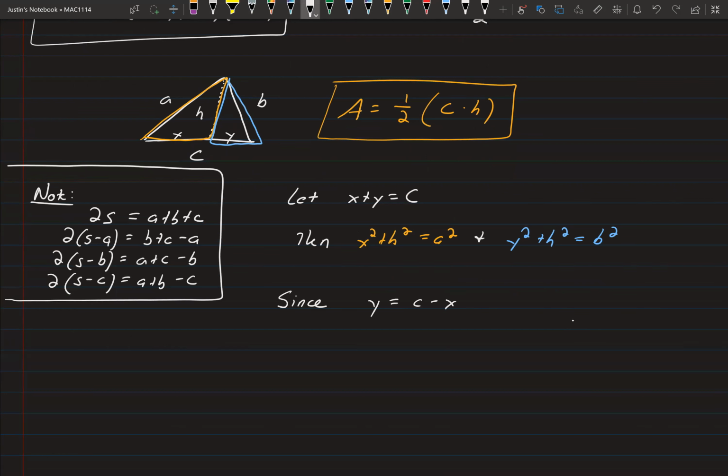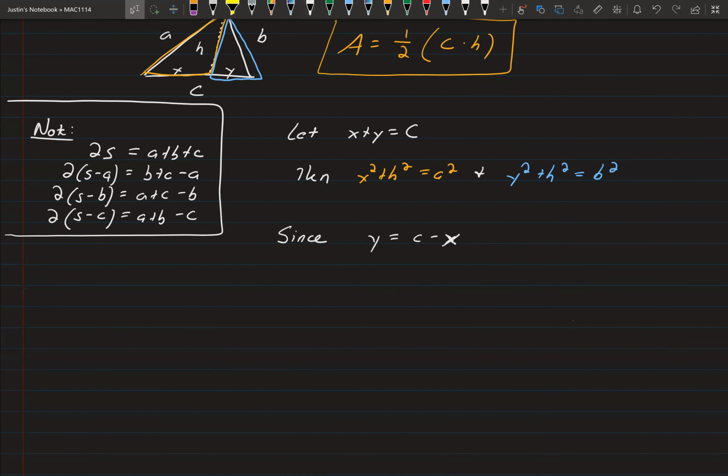Now it's going to be algebra time. So what we're going to do is square both sides. I think we could all agree that y does equal c minus x. Now let's square both sides. So if that's the case, then y squared equals (c minus x) squared.